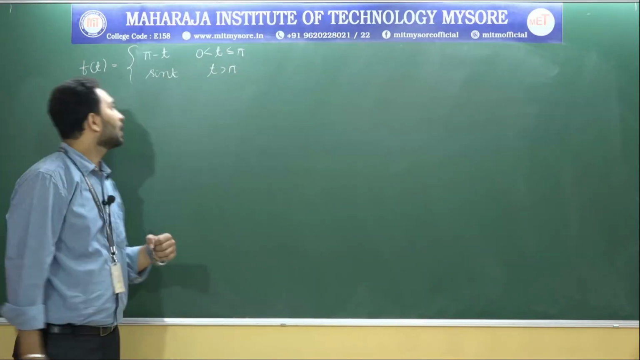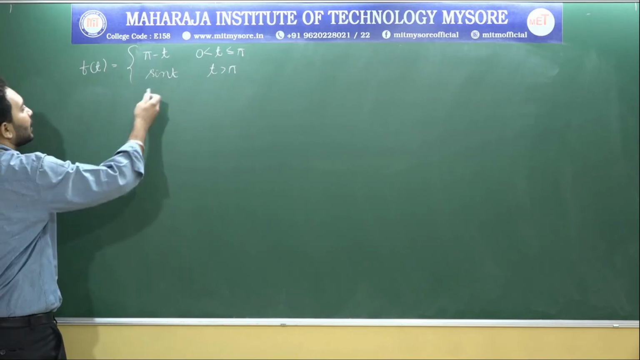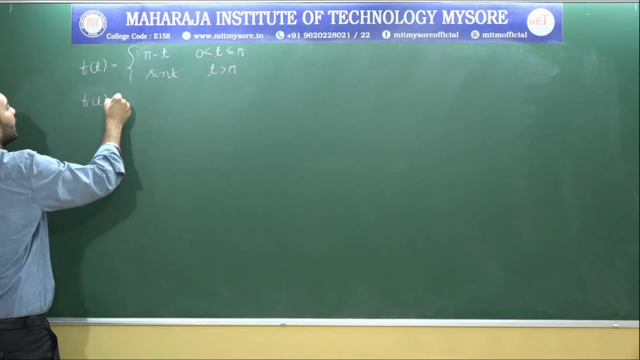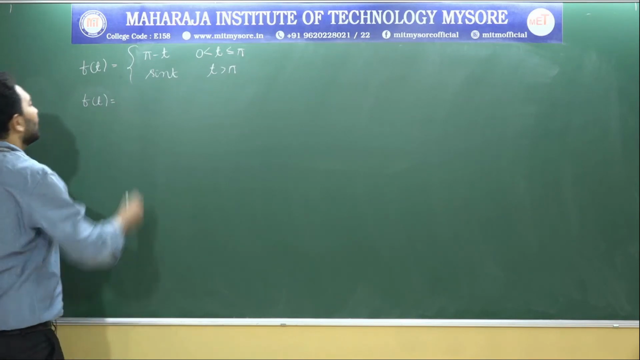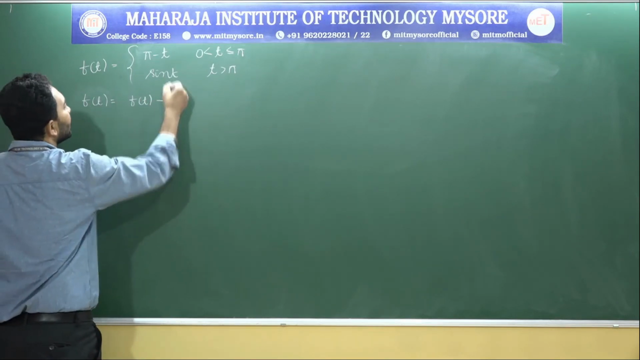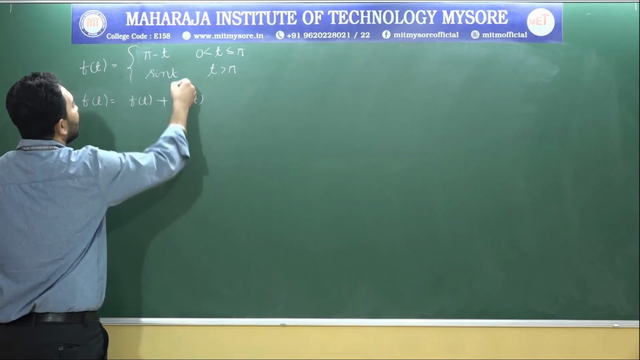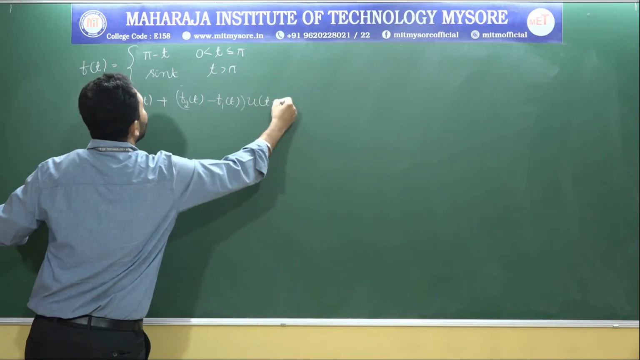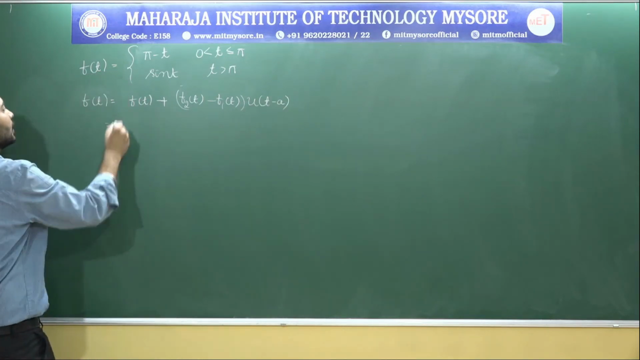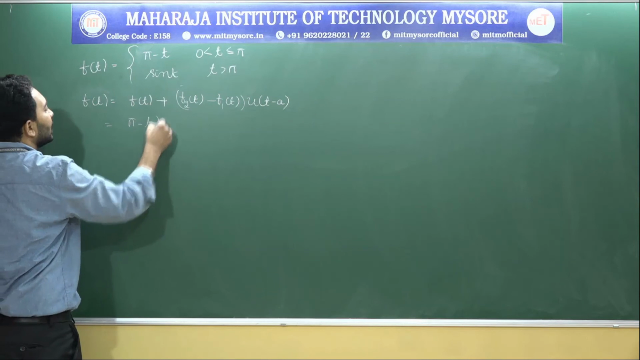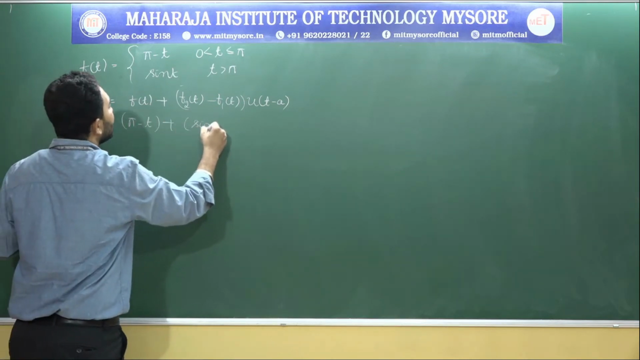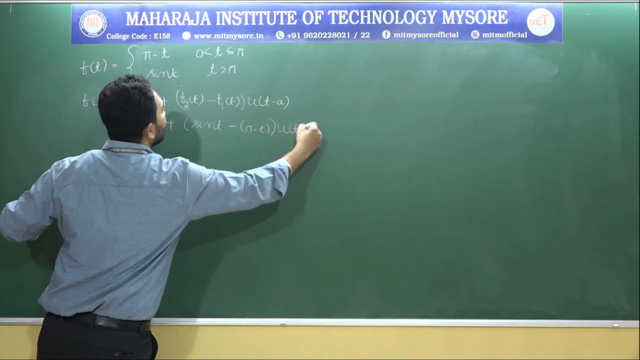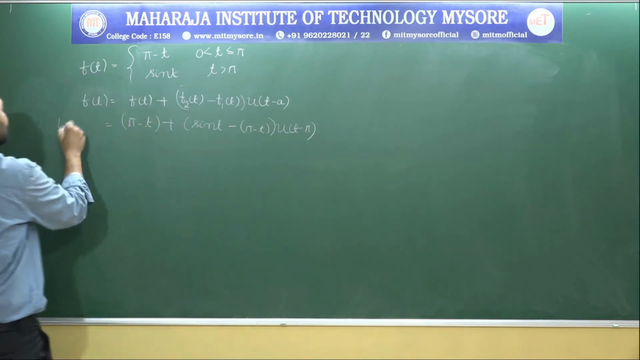So one more problem. It is f of t equals pi minus t for 0 to pi, sin t for t greater than pi. So what is f of t then? Express this in terms of unit step function. It is f1 of t plus (f2 of t minus f1 of t) into u(t minus a). It is in the form of like this. So what is f of t? It is pi minus t plus (sin t minus pi minus t) into u(t minus pi). Find the Laplace for this.